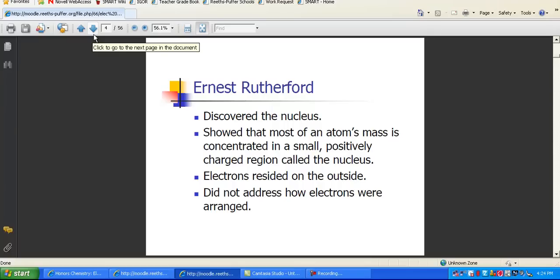The third person we should be aware of in this evolution story of what an atom looks like is called Ernest Rutherford. And this man did a great deal of work discovering the nucleus of the atom. The nucleus is so tiny compared to the size of an overall atom, and yet it contains most of the mass.